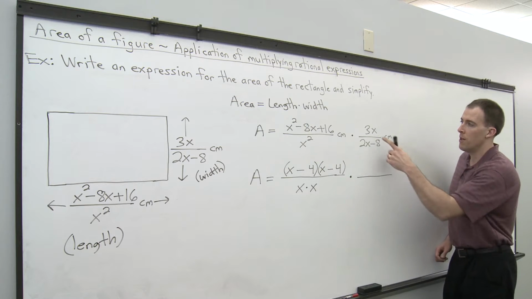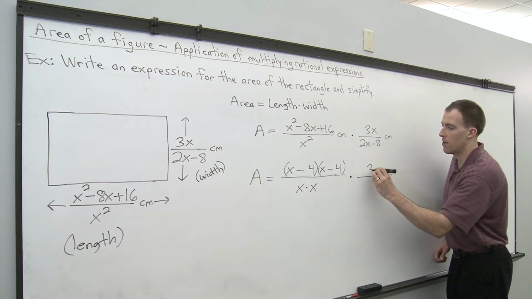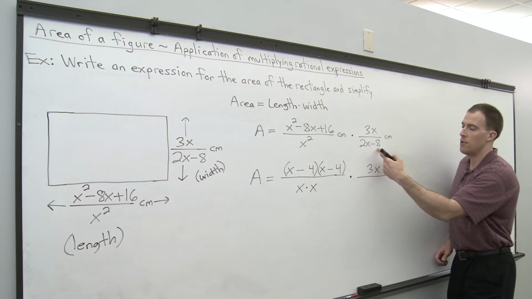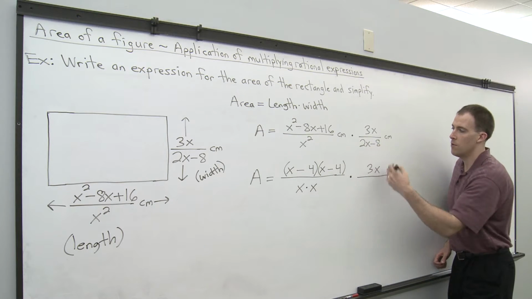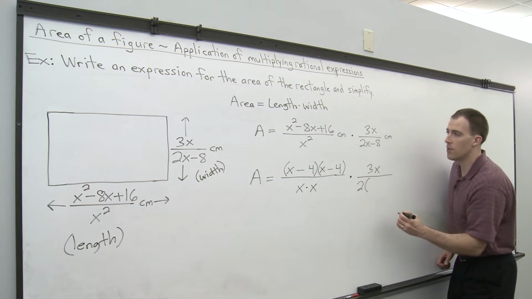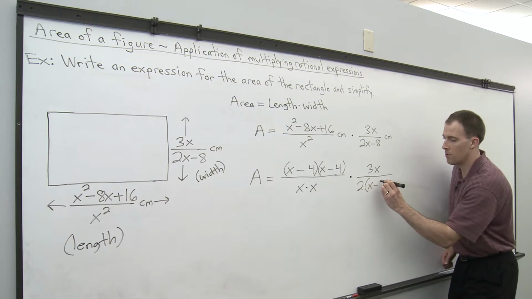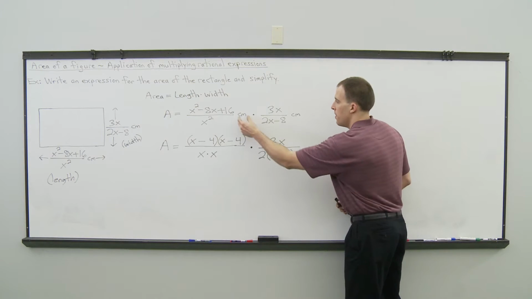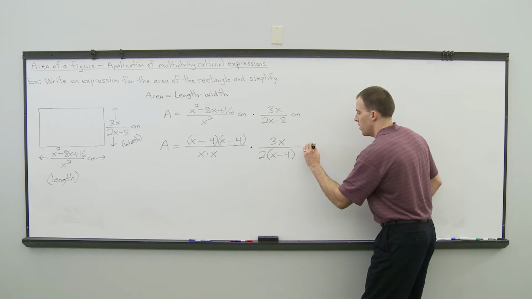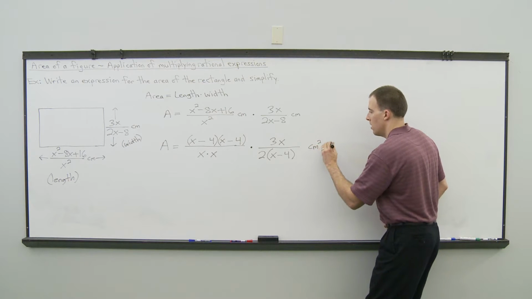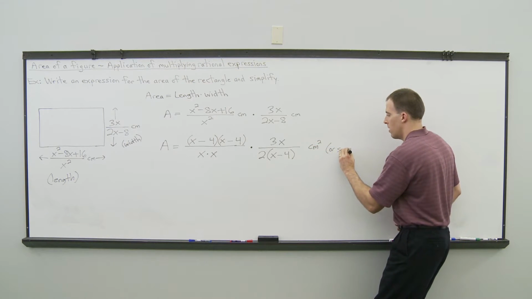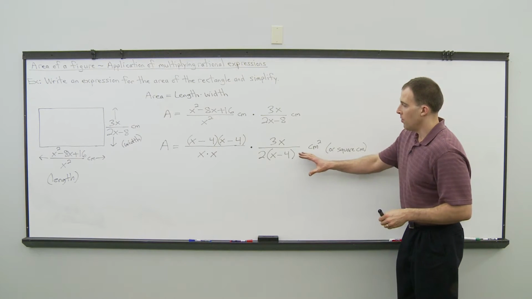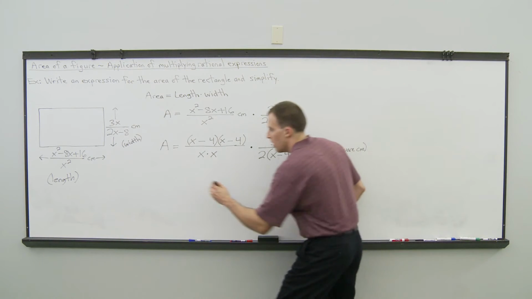As for the second numerator, 3x, there's no way to factor 3x, so let's just leave it as 3x. And for the denominator, 2x minus 8, there's a common factor of 2. So factoring out the 2 gives us 2 times x minus 4. The units on the area here are centimeters times centimeters, which is square centimeters. You can write it as centimeters squared, or square centimeters, either way. So all numerators and denominators are factored completely.